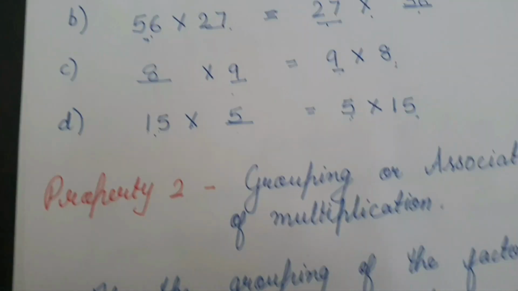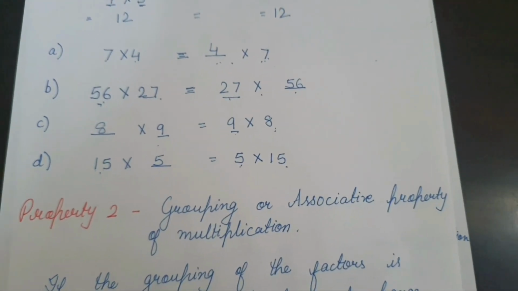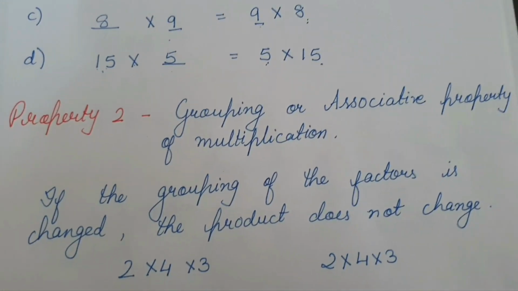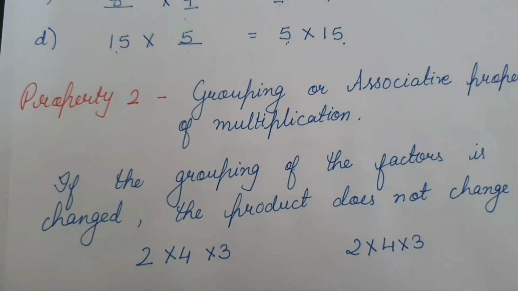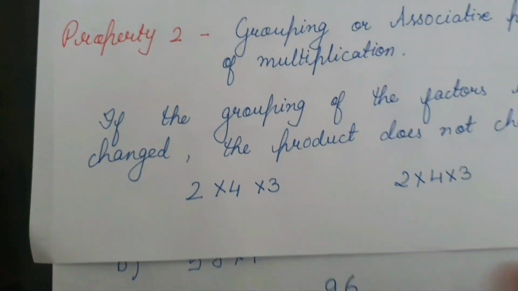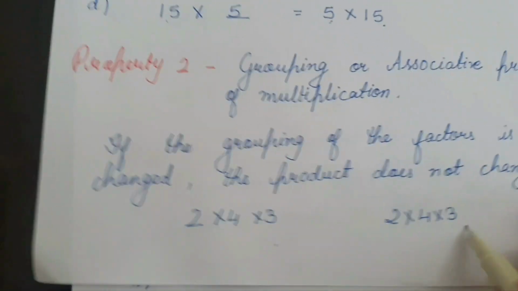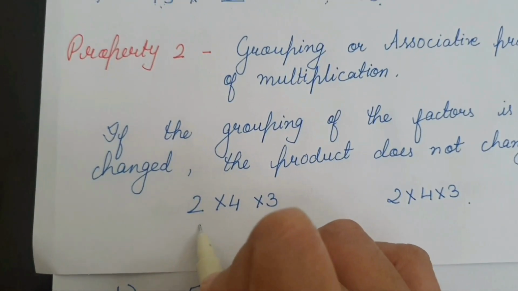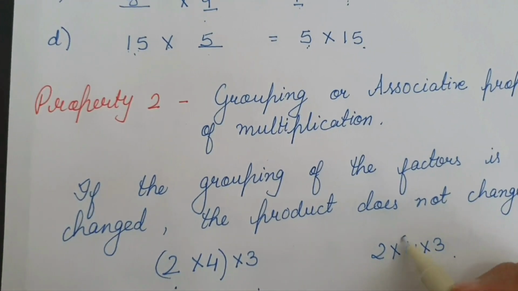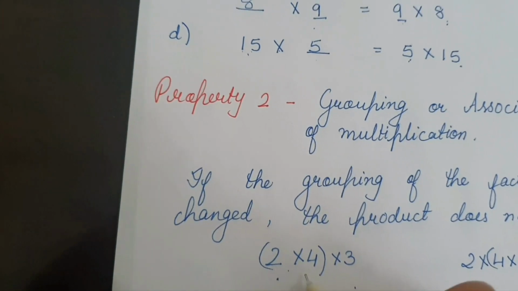Now let us see the second property. Property 2 is the grouping or associative property of multiplication. In this we are grouping the sum. Now let us see how to do this. If the grouping of the factors changes, the product does not change. It means you can group either of them. Now you see here, here also 3 numbers are here, here also 3 numbers. Suppose in the first one we are multiplying 2 and 4 first, and in the second one we are multiplying 4 and 3 first. Does it make any difference?